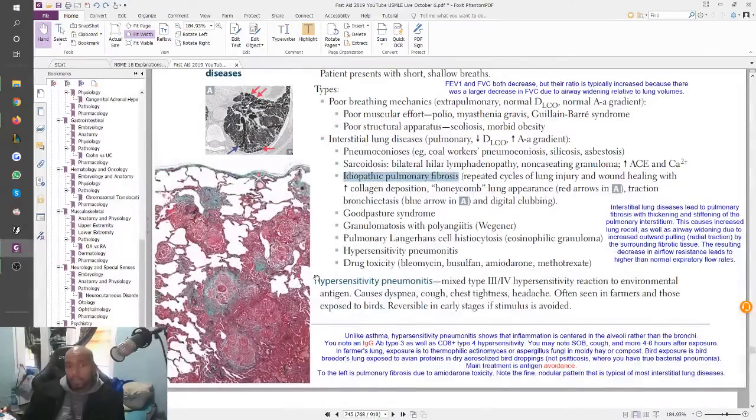Another topic that you want to make sure you remember is hypersensitivity pneumonitis, which is a mixed type 3, type 4 hypersensitivity due to environmental antigens. It presents very much like asthma, sort of, and it's often seen in farmers and those who are exposed to birds, anyone with birds as a pet. Right? It usually occurs because of something coming from the bird. So the only way to fix it is antigen avoidance. You got to get rid of those birds. Right?